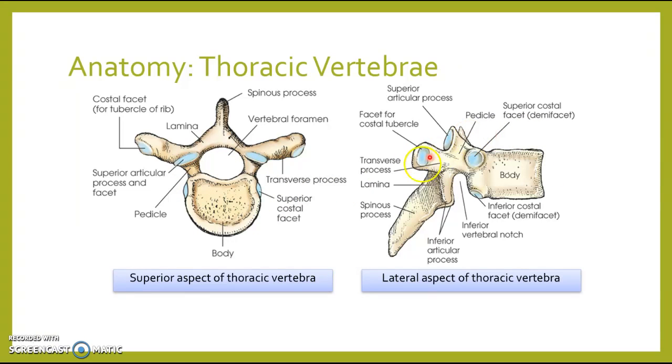Here is the lateral view. Take note of the location of each part: the body, the pedicle, the transverse process, the lamina, and the spinous process. On the lateral view, you can see the superior and the inferior articular process and the inferior vertebral notch. These are important to note because these articulation points create the zygapophyseal joint as well as the intervertebral foramen.